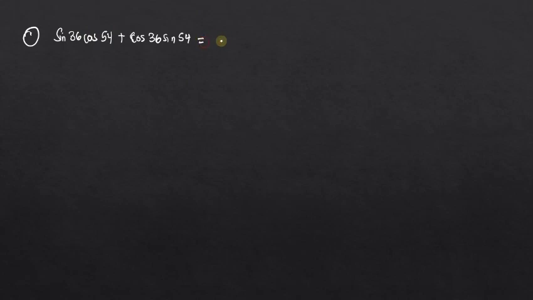So this will now be equal to sine of, so we are now going to add the angles, 36 plus 54. That's 90, right? So this is the same as sine of 90, which is equal to 1, because we know that sine 90 is 1, right? So this is how you go about solving this.